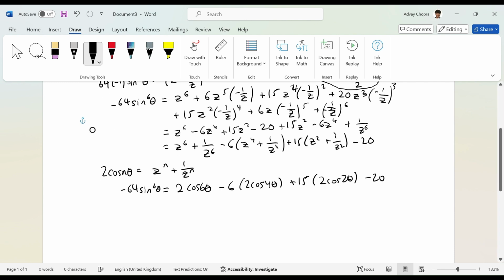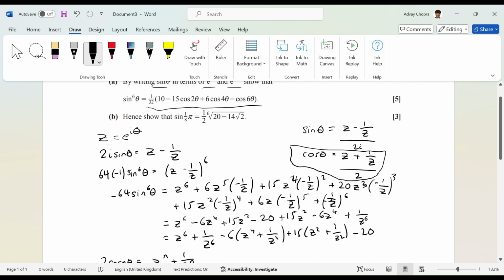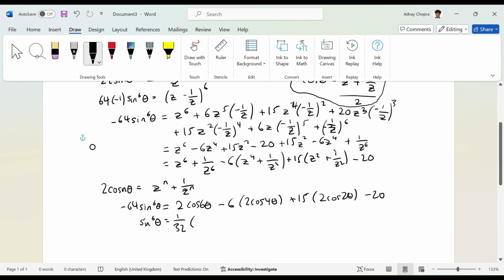Now we just have to divide everything by minus 64, and you get your answer, which is sine to the 6 theta is equal to 1 over 32, and we have to remember the minuses here. So that would give the final answer, which is basically just 10 minus 15 cos 2 theta plus 6 cos 4 theta minus cos 6 theta. And that is the final answer.